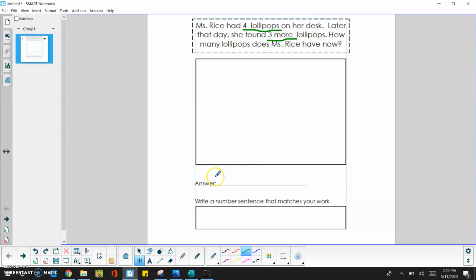You're going to write your answer here where it says answer. And at the bottom, you're going to write a number sentence. Remember, a number sentence looks like this. We have a number plus a number makes another. We can also say equals another number. Can't wait to see what you guys come up with.